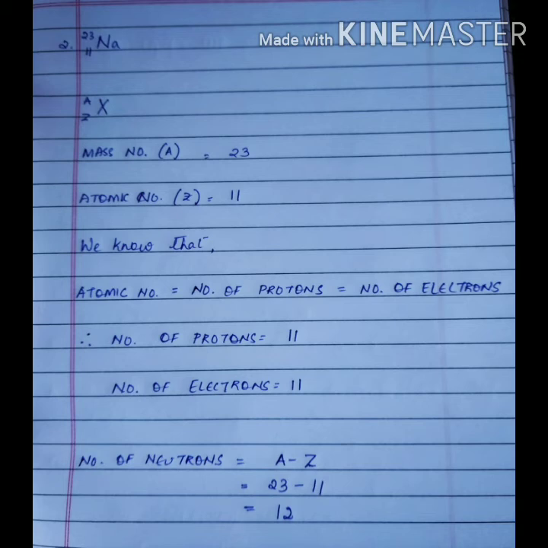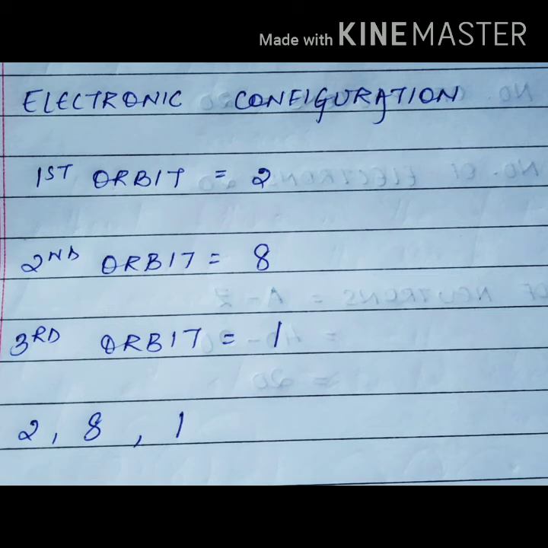Let's calculate the number of neutrons. A minus Z, that is 23 minus 11, which is equal to 12. Now let's calculate the electronic configuration. We already know the number of electrons is 11. As I have taught you, the first orbit will hold a maximum of 2 electrons. So 2 electrons in the first orbit.